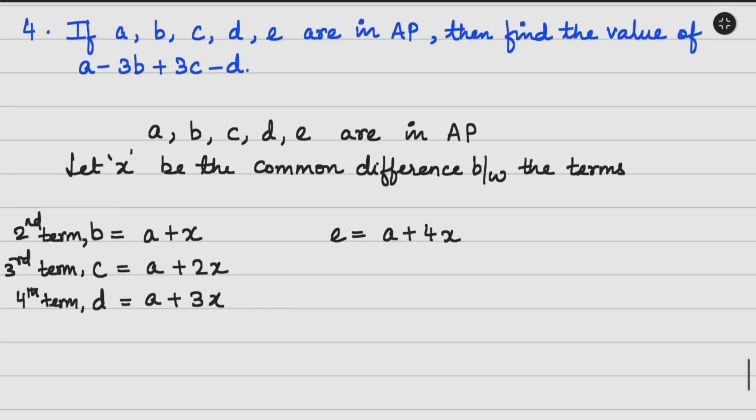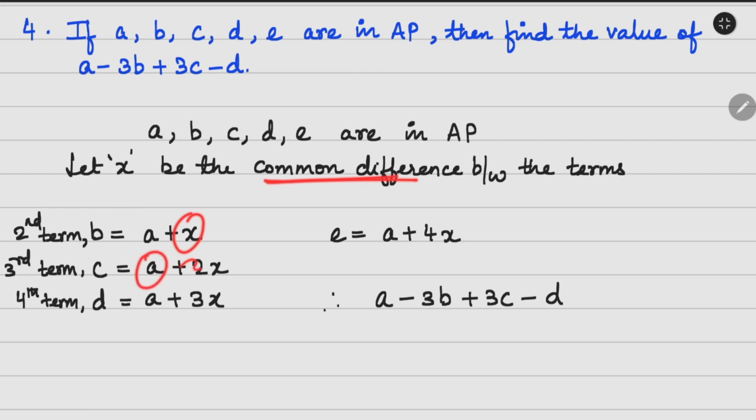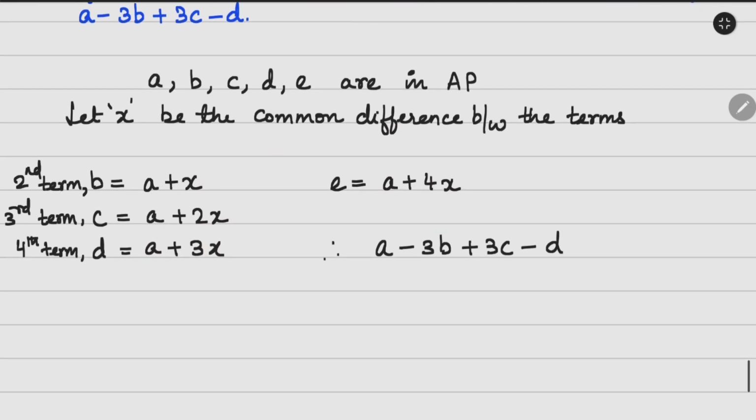Now, what is the given question? You have to calculate A minus 3B plus 3C minus D. You have to find this value. So, all of the terms B, C, D, E, we have expressed in terms of the first term which is A and the common difference which is x. See, we have expressed all of the terms. We have rewritten everything in terms of the first term A as well as the common difference x. So, now let us just substitute the value. The first term is A as it is minus 3 into B. What is B here? It is A plus x.